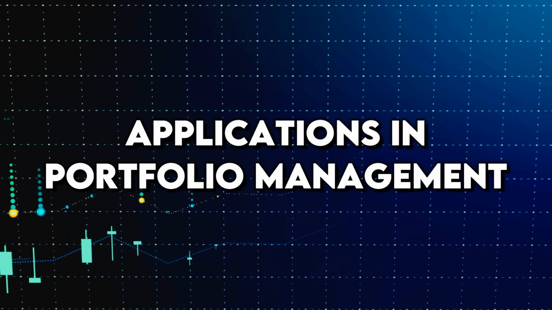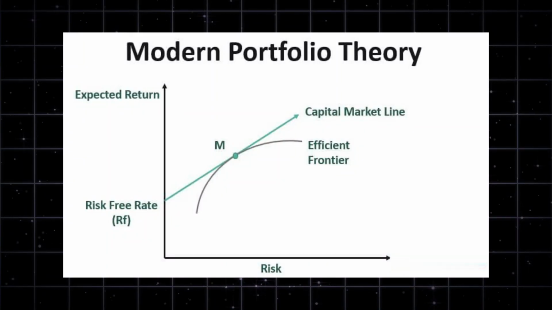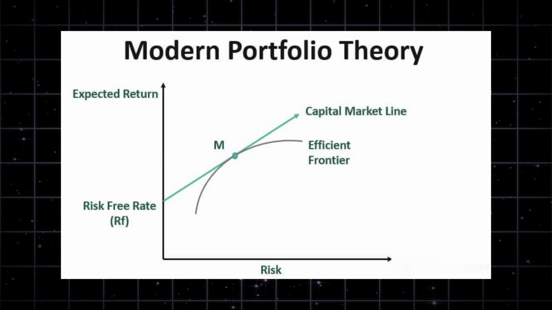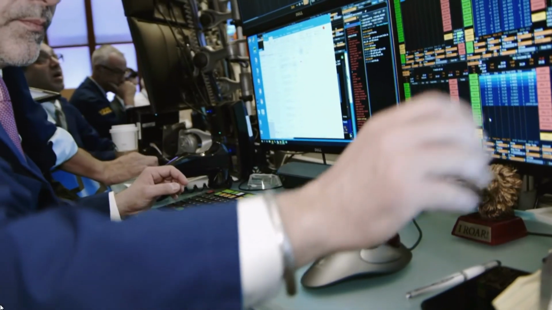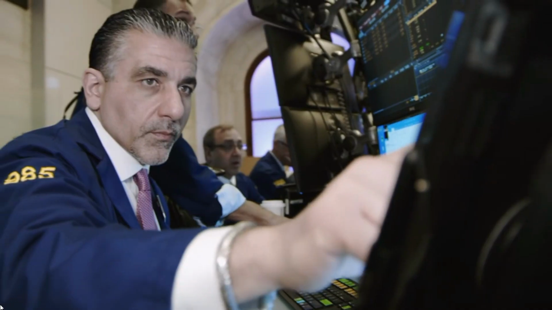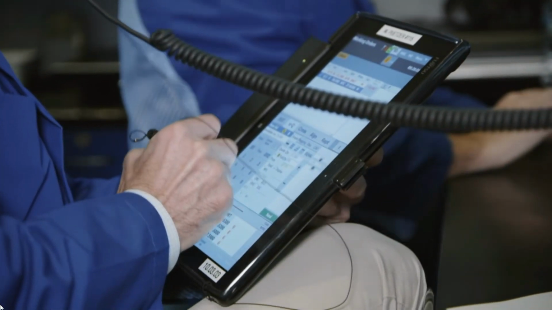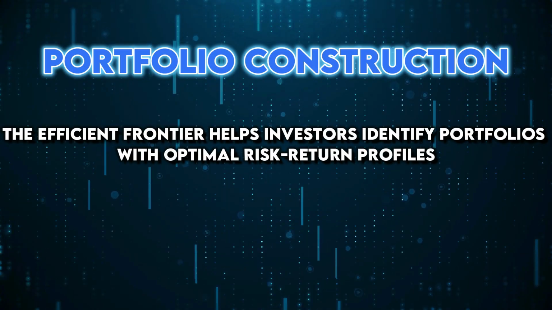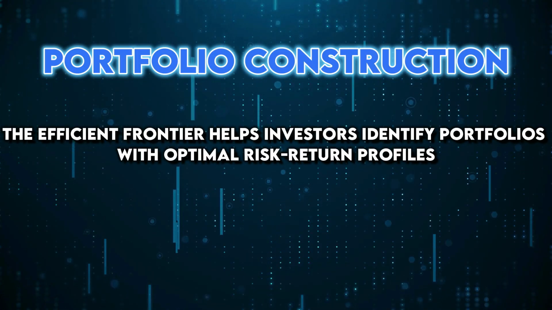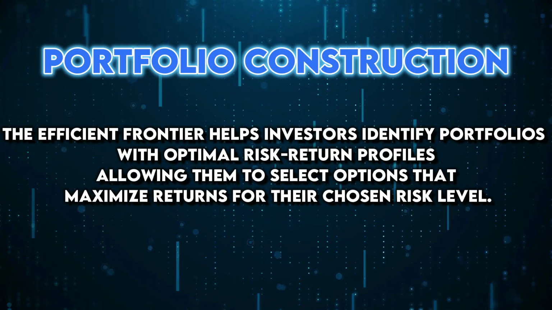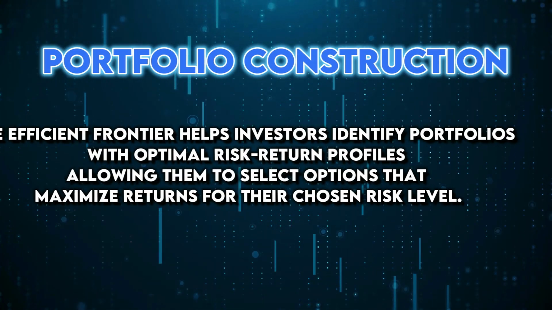Applications in portfolio management. Modern portfolio theory, MPT, using the efficient frontier and capital market line, CML, provides a comprehensive framework for portfolio management, aiding in asset allocation, risk management, and performance evaluation. Portfolio construction. The efficient frontier helps investors identify portfolios with optimal risk-return profiles, allowing them to select options that maximize returns for their chosen risk level.